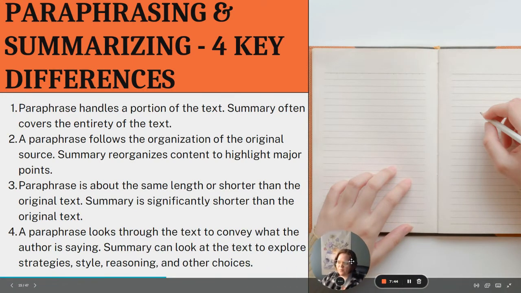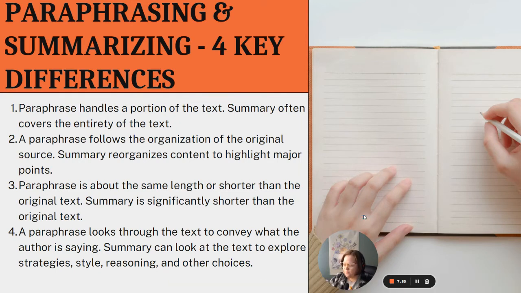So let's talk about paraphrasing, summarizing, and the 4 key differences between them. A paraphrase is going to handle a portion of the text. A summary covers the entirety. So paraphrase: portion, summary: all. A paraphrase follows the organization of the original source. A summary is going to reorganize content to highlight major points only.